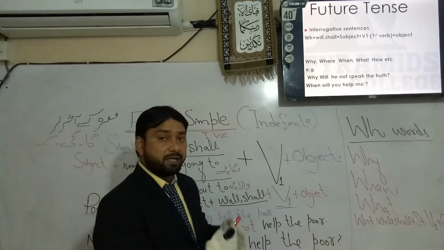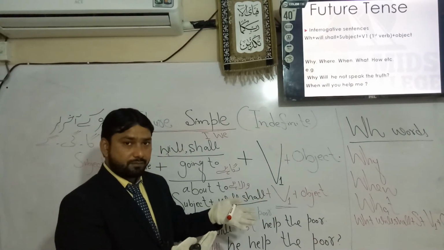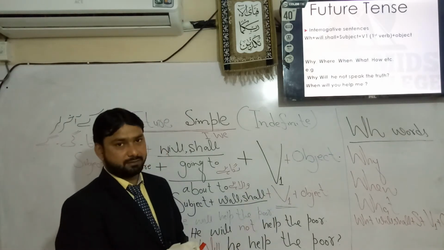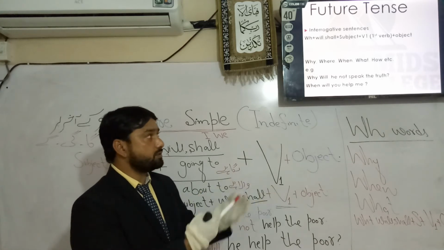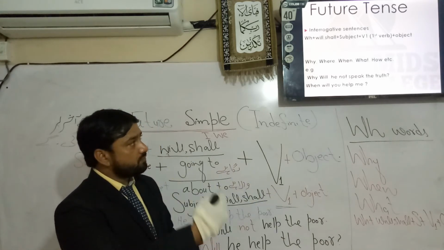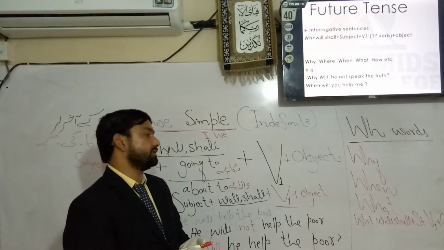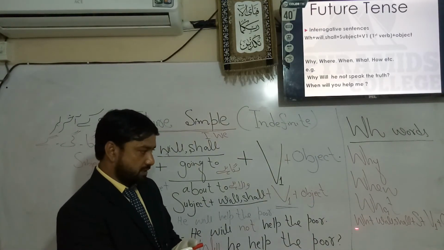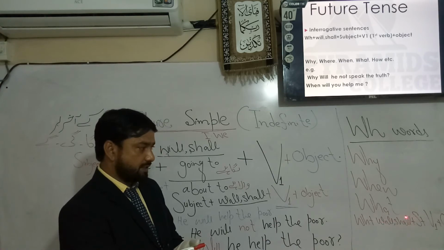When will you help me? Tell me the time. I'm asking for help. When will you help me? Okay. When will you tell me the truth? Why will he not speak the truth? Here I have written the formula for how to make double interrogative using this tense.